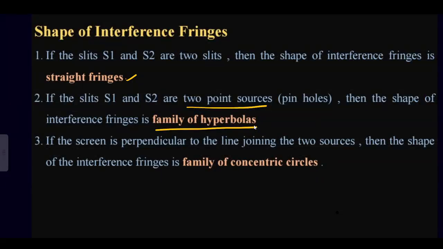If the screen is perpendicular to the line joining the two sources, then the shape is a family of concentric circles. Okay? The shape of the interference fringes, they may ask in the problems.